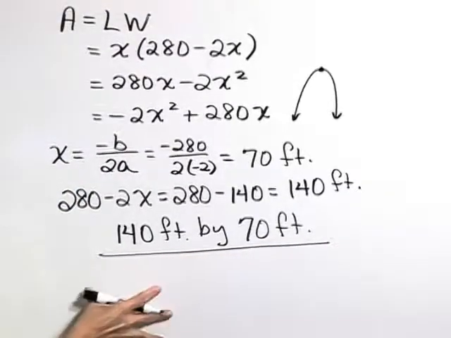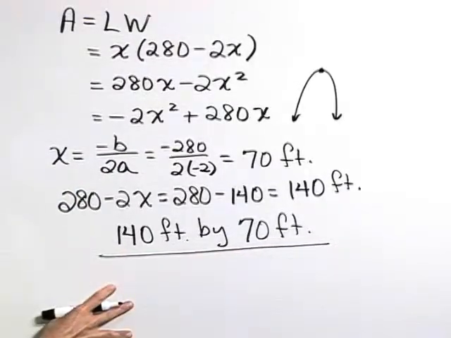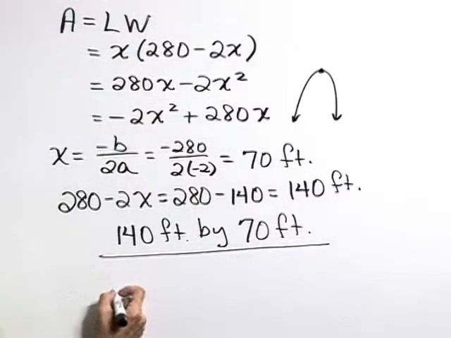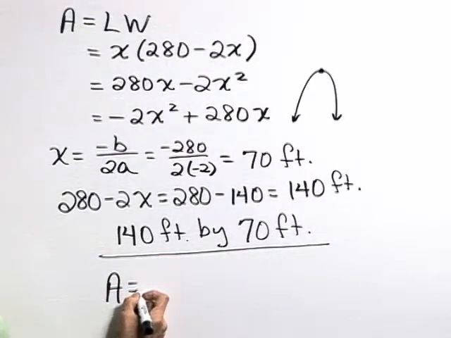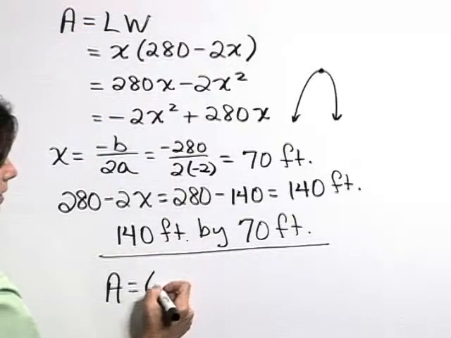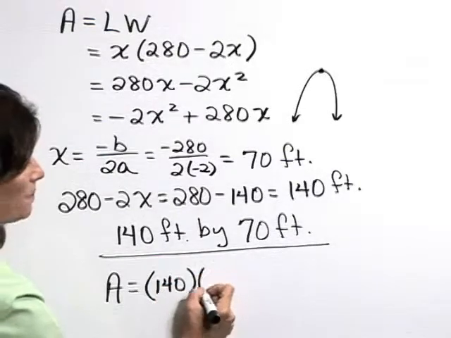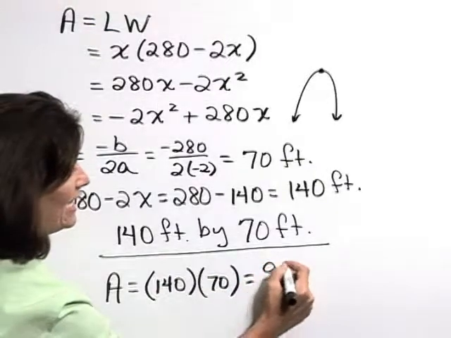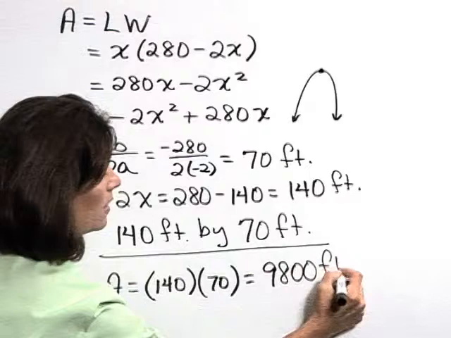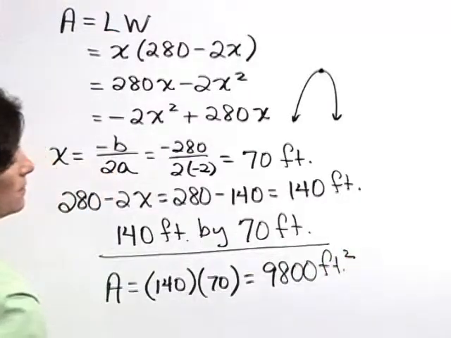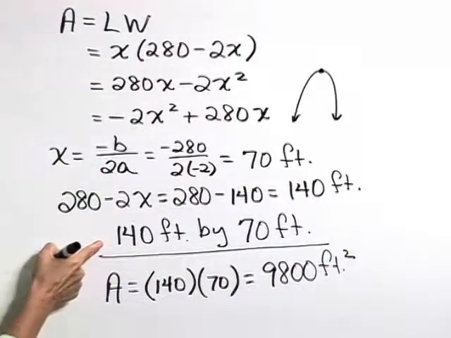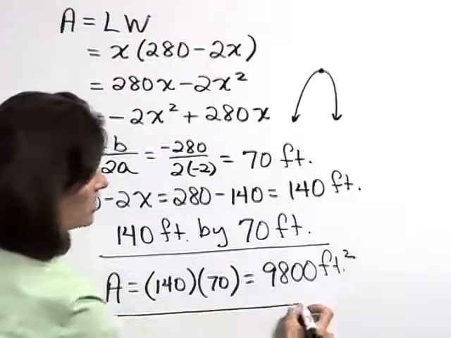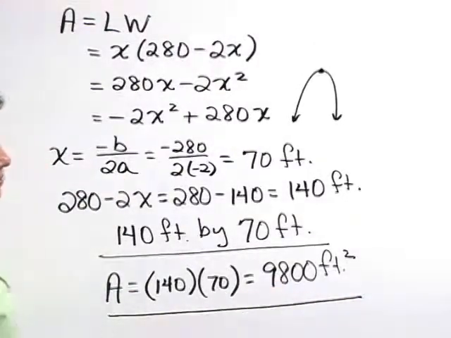Now, one last question. What is that maximum area then if we use these dimensions? We can answer that by using our area formula and multiplying our length times our width, multiplying 140 times 70 to get 9,800 square feet. Dimensions, 140 feet by 70 feet. Maximum area, 9,800 square feet.